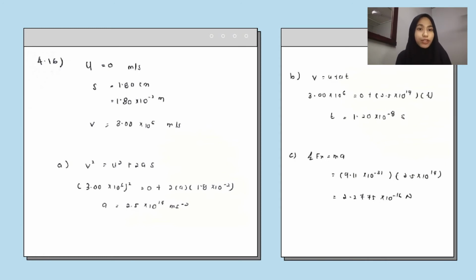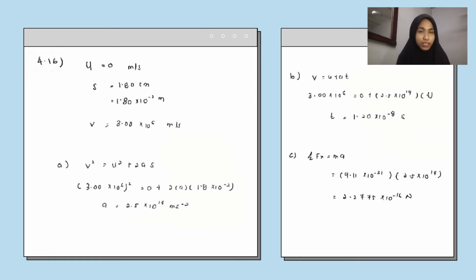For question B, it asks for the time to reach the grid. So we can use v equals u plus at, as we know the values of v, u and a. We substitute the values of v, u and a into the equation, and we can get the value of t, which is 1.020 multiplied by 10 to the power negative 8 seconds.